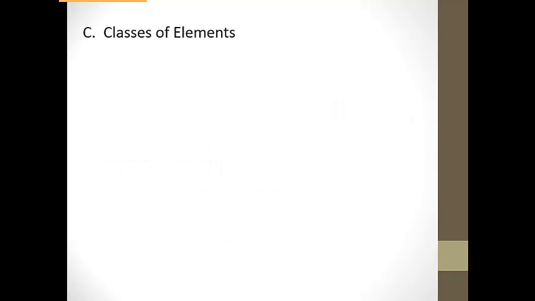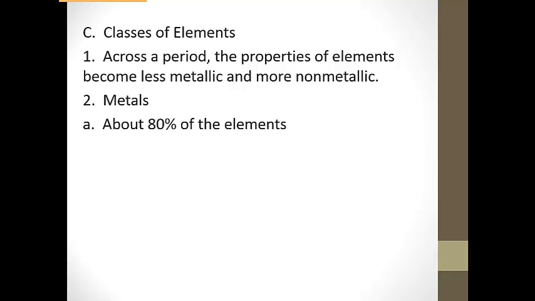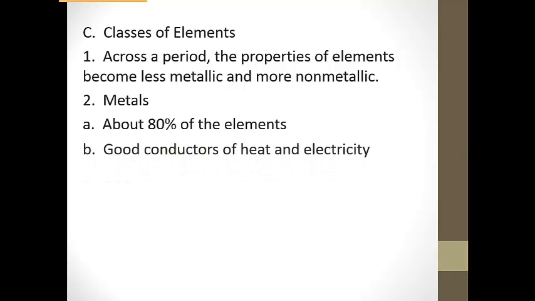Now there are 3 classes of elements, 3 main groups that we put them in. If we look at a period, the properties are going to start off being very metallic in nature. So metals are on the left-hand side of your periodic table, and as you go to the right, you're going to be getting less metallic and eventually into the non-metals. So let's look at metals. They make up the majority of our periodic table, about 80%.